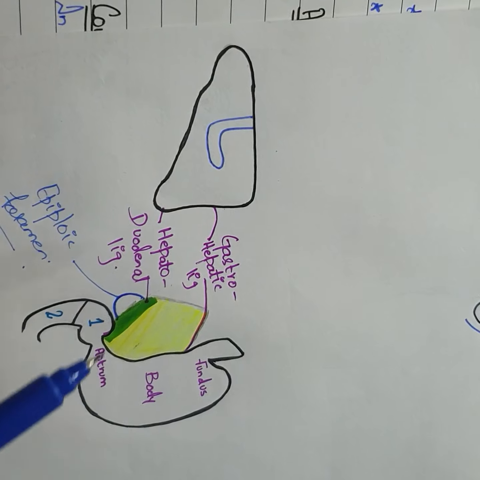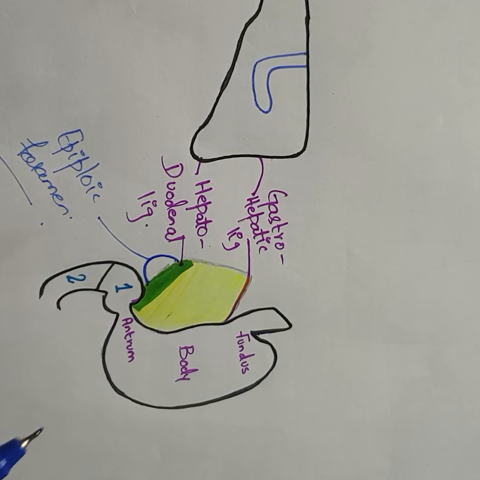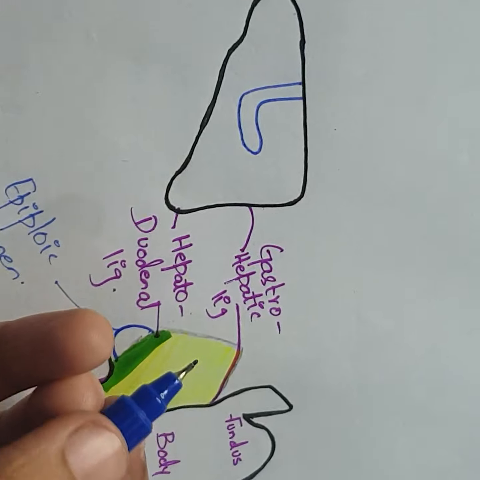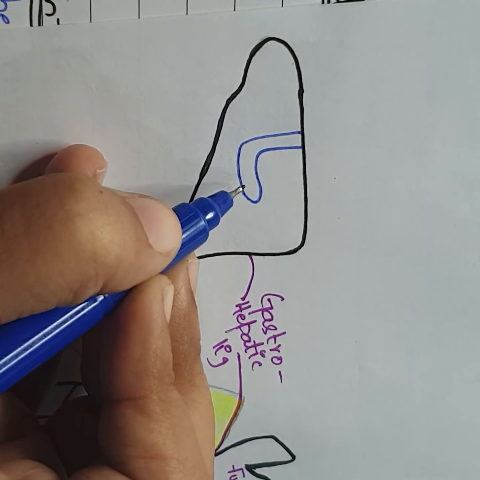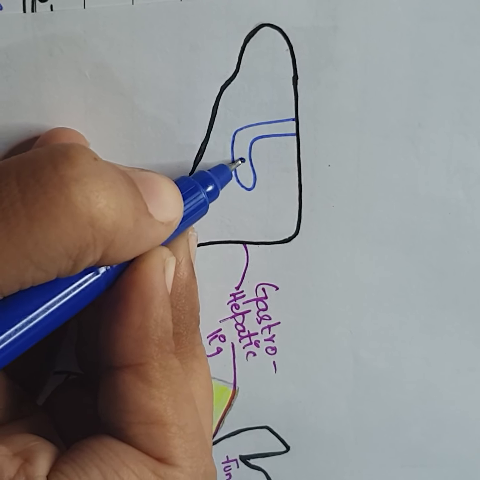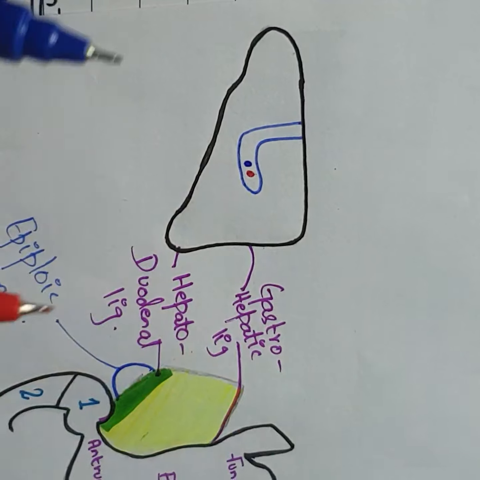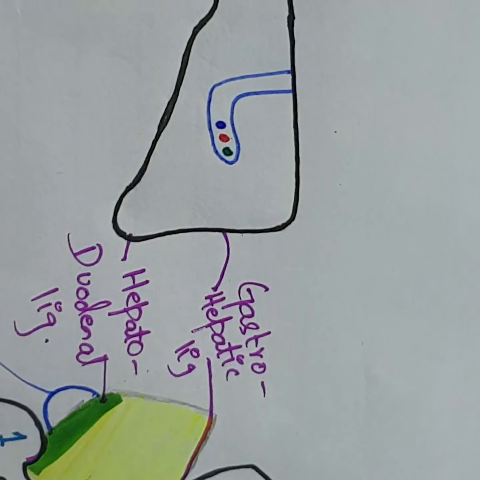Okay, so talking about the right free margin of the lesser omentum, it can have the contents of the porta hepatis. What are the contents of the porta hepatis? From posterior to anterior we have the hepatic artery, portal vein, and bile duct. Most anteriorly we have bile duct.